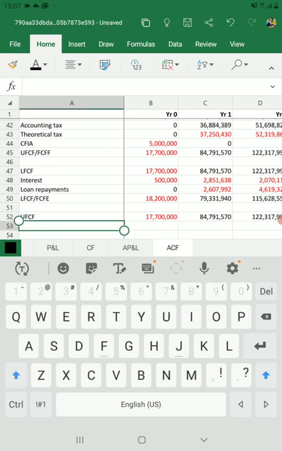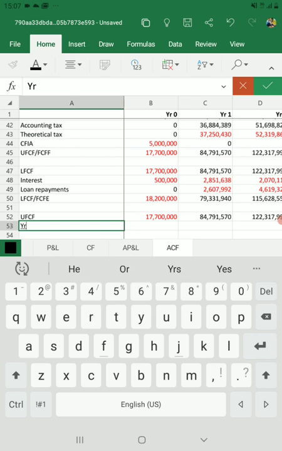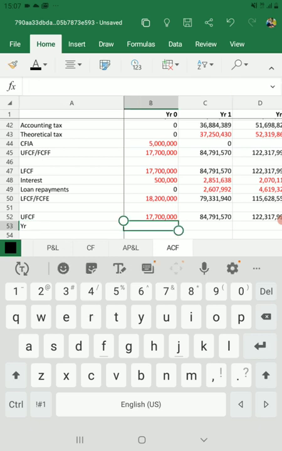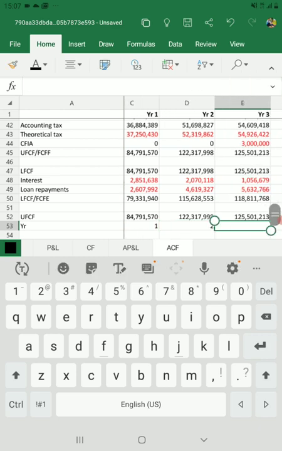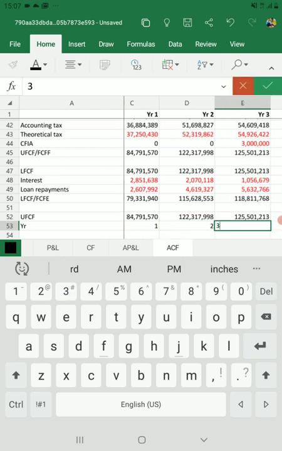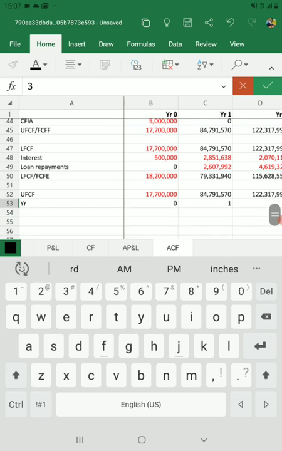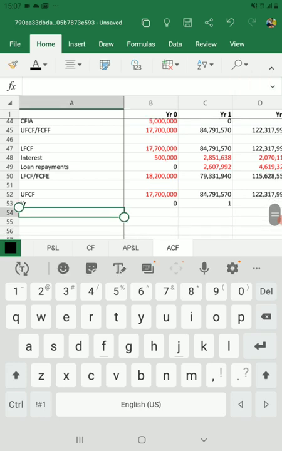Let me put the year indication here. Year zero, so it is zero. Here is year one, put one. Year two, put two. Year three, put three. And then let us now establish the discounting factor.